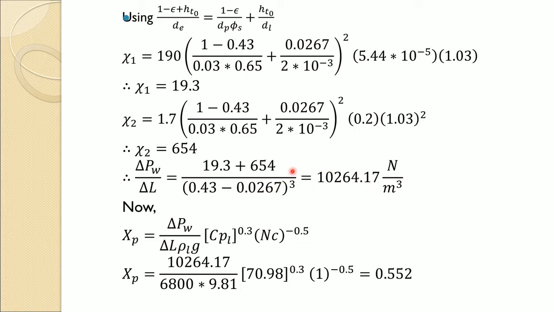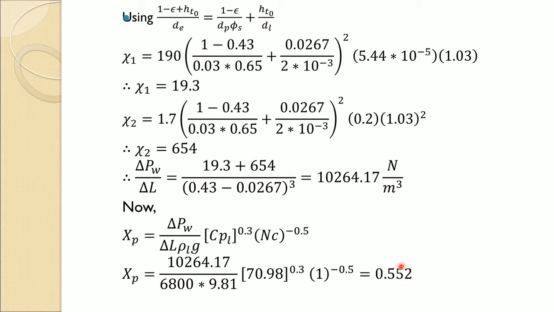So, now once we have got the pressure drop, we can easily calculate our x p. So, x p is nothing but delta p, the pressure drop, divided by rho L g and multiplied with the capillary function and the inverse of the interfacial force. We have calculated these values, so we are just simply substituting those, and that gives us x p 0.552.